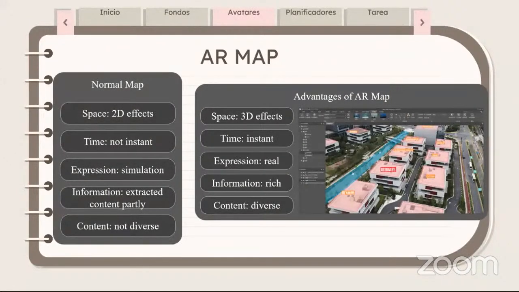Okay, so the AR map is basically based on the video spatialization by integrating our virtual world and reality with the computer vision technique to visualize and analyze geographic information instantly. As you can see in the pictures, if you use a normal map, it only has 2D effects, but by using AR map, you can have the 3D effects and the time will be instant. And it also shows the expression of the area, or the map will be much more real compared to the normal map.